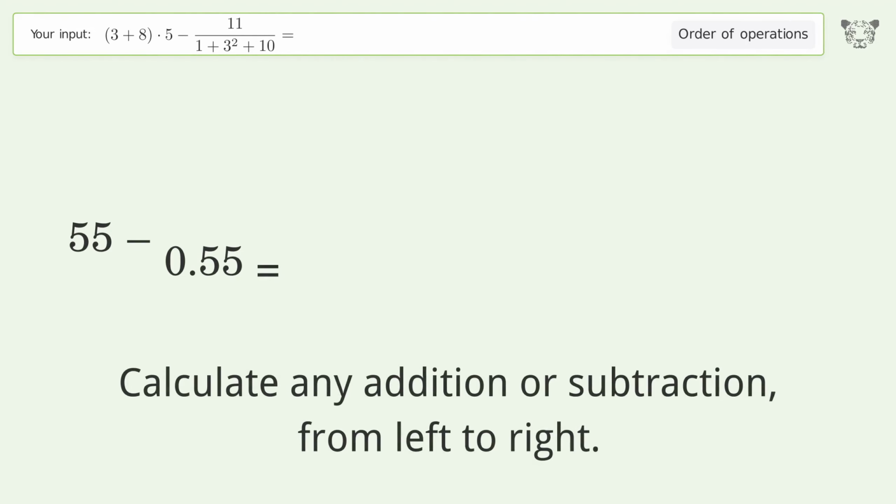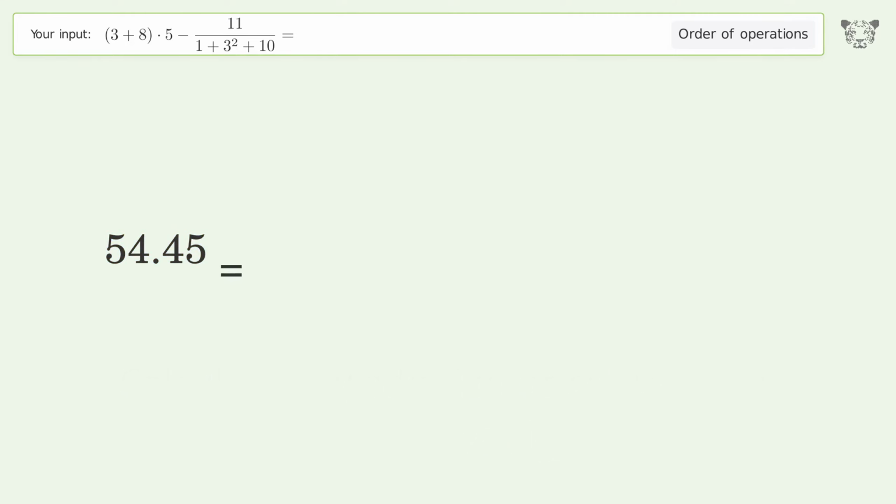Calculate any addition or subtraction, from left to right. 55 minus 0.55 equals 54.45. And so the final result is 54.45.